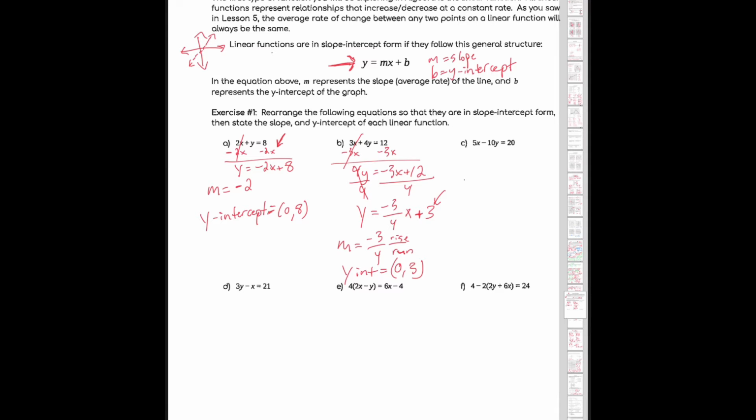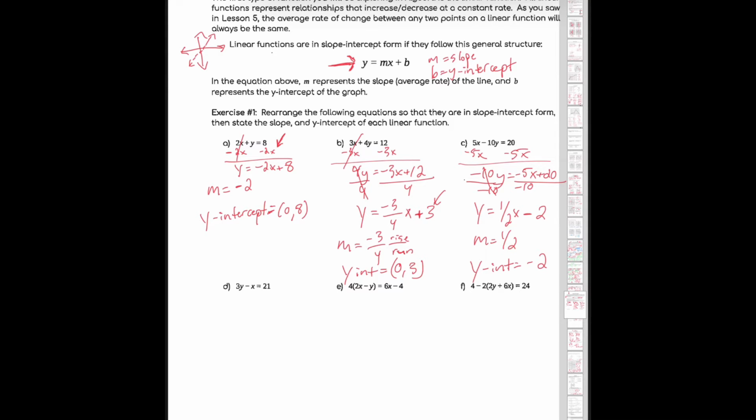For letter C, we again are always focused on getting y by itself. So our first step would be to subtract the 5x. And now we have negative 5x plus 20. Our last step would be to divide by negative 10, and that is for this whole side. So now we have y equals 1/2 x. We simplified negative 5 over negative 10. And then minus 2. So our slope would be 1/2, and our y-intercept would be negative 2.